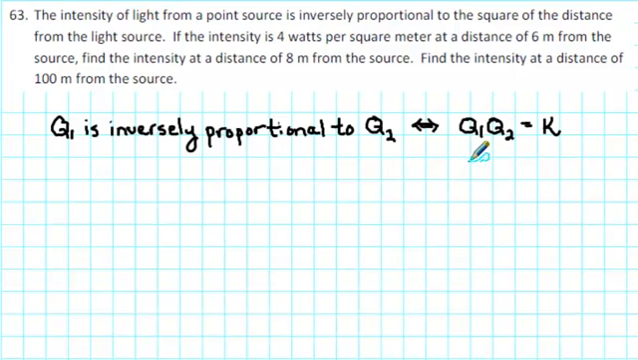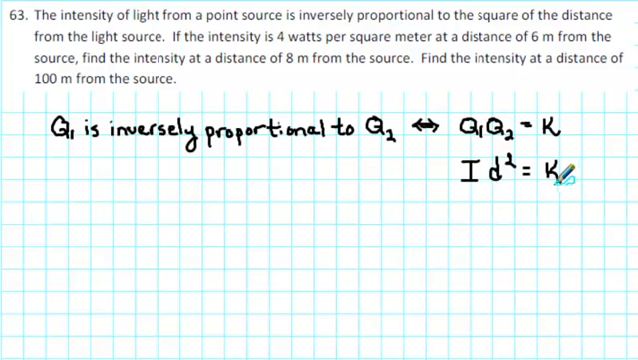So our first quantity is intensity, so we'll use the letter I to represent intensity. And our second quantity is the square of the distance from the light source. So we'll let D represent the distance from the light source, and the second quantity will be the square of that, which is D squared. So we know that if we multiply the intensity of the light source by the square of the distance from the light source, we're going to get the same number each time.